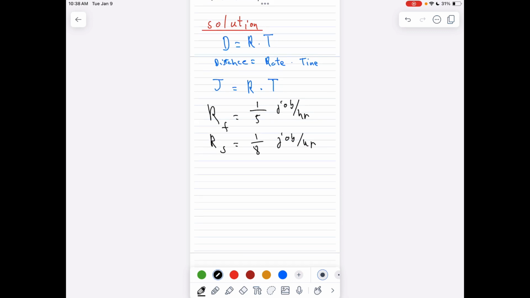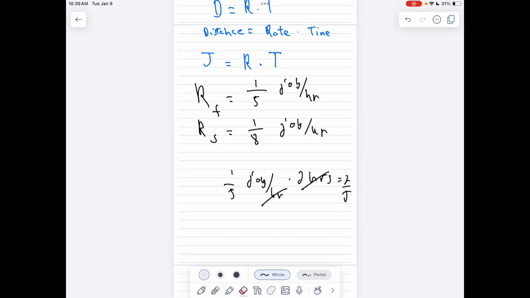So if you take those two rates and multiply by the time, that tells you how much of the job has been done. For example, if the faster pump has been working for 2 hours, how much of the job has it done? It's 1/5 of the job per hour times 2 hours, which would be 2/5 of the job. The hours just cancel and you have 2/5 of a job. That is what we're going to be using here.